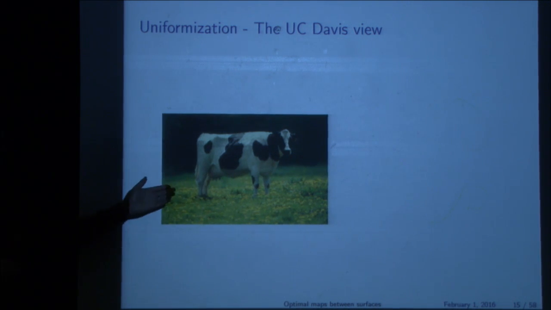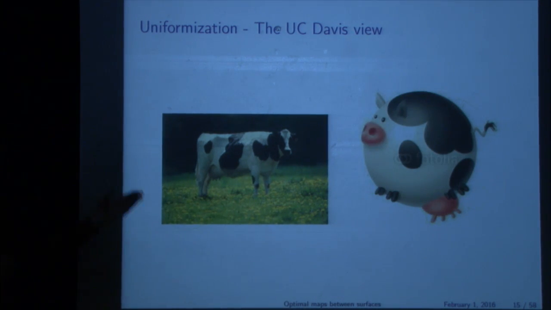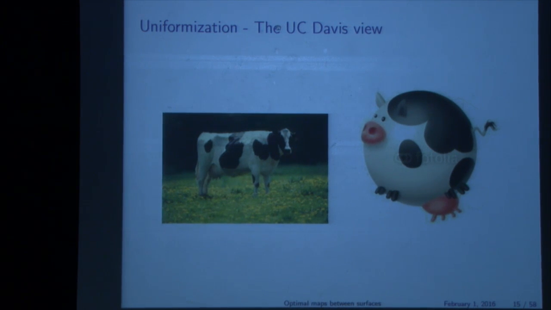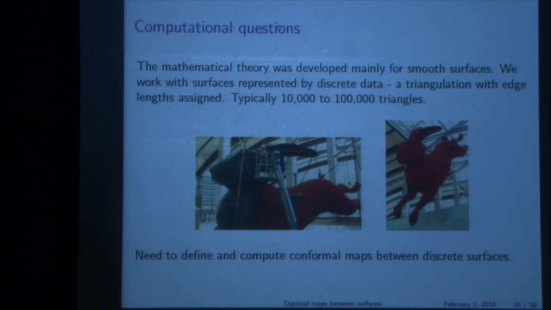Let me illustrate this with the UC Davis perspective. So UC Davis started out as an agricultural school. And the uniformization theorem tells you that there is a conformal map from this genus zero surface to a round sphere. So there you go. So that's the first mathematical theory that we'll use. Now we're going to actually try and do computations with this theory as we develop it.